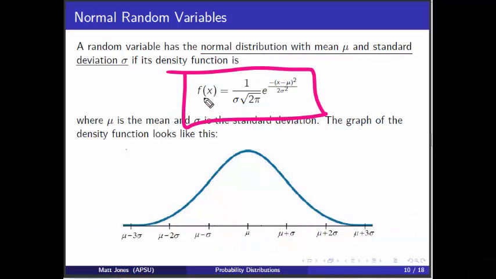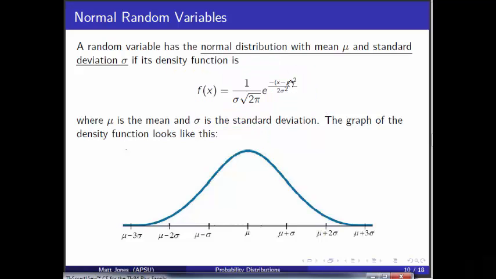Well, if you've taken enough mathematics, then you've seen functions before. Some of you may or may not have seen functions. That's okay. This is just a function of x, which is described by all of this stuff here. Here you have two of the most famous irrational numbers, e and pi. And if you choose some values for mu and sigma, then you can put this into your calculator and graph it.